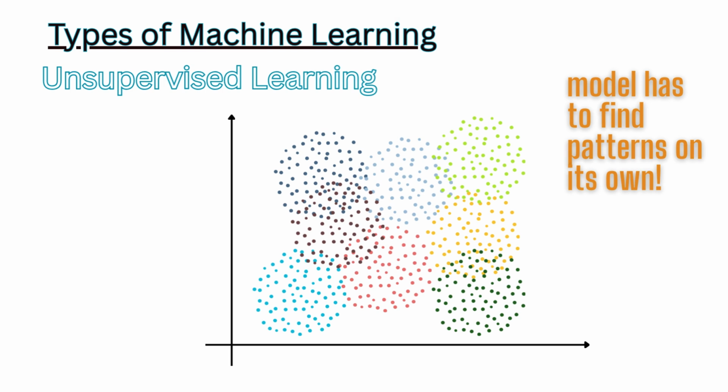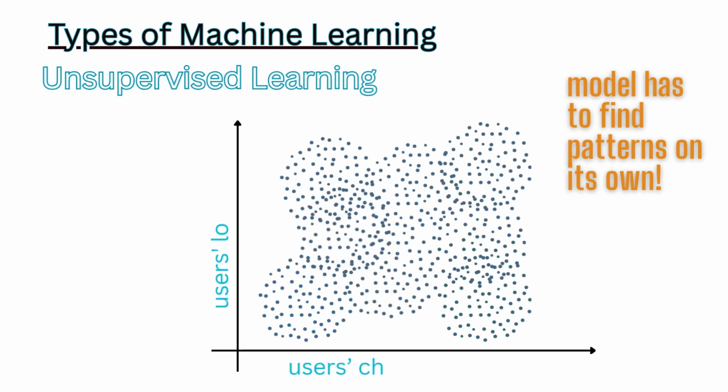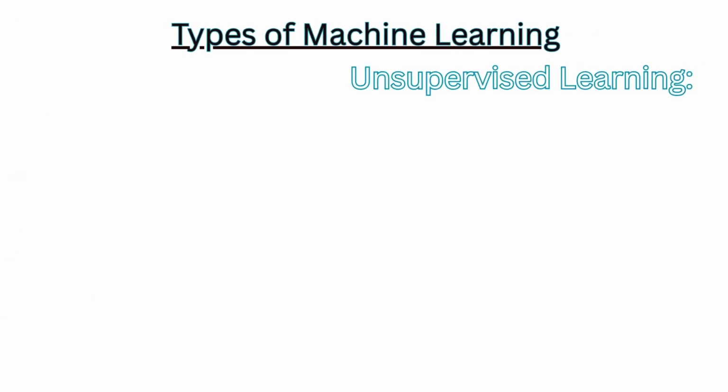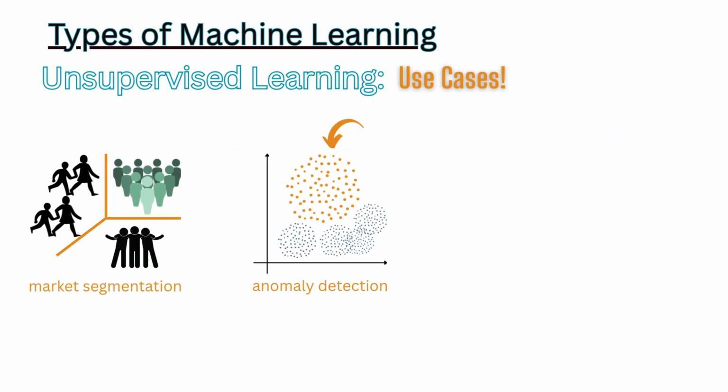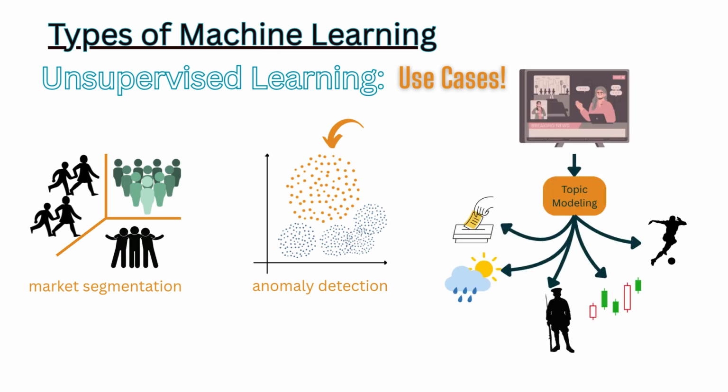Let's say you have customer behavior data from your website, but no information on who's loyal or not. An unsupervised model might group users based on similarities, revealing hidden customer segments. Unsupervised learning is used in market segmentation, anomaly detection, topic modeling, and recommender systems. It's all about discovery. It's used when you don't know what patterns exist yet, but want to find them.